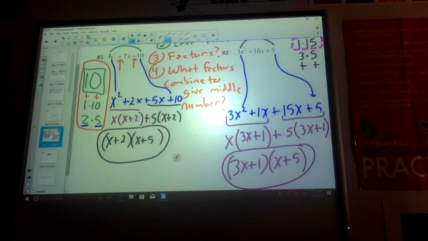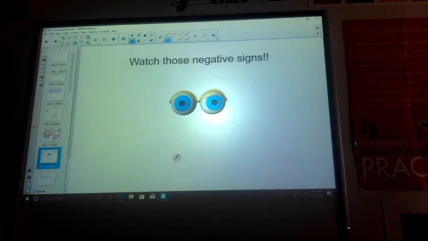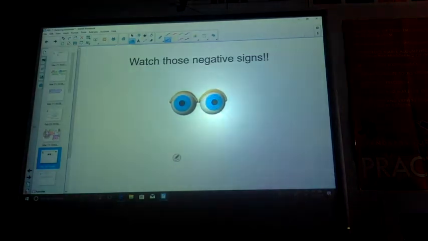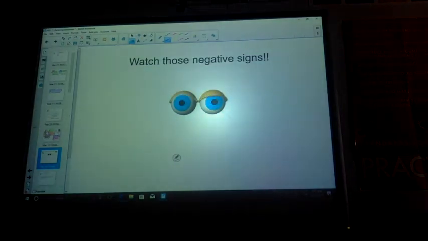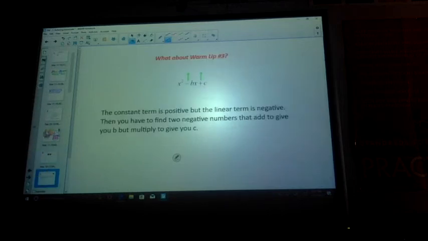We okay? Now we have a word of warning. It says, watch those negative signs. So the first 2 problems had both positives. Agree? But think about it. If I have 2 binomials, I can have plus, plus. I can have minus, minus. I can have plus and minus. And I can have minus and plus. Agree? So you got to be cautious on these. Oh, all right. So the constant term is positive. So that's the very last term.